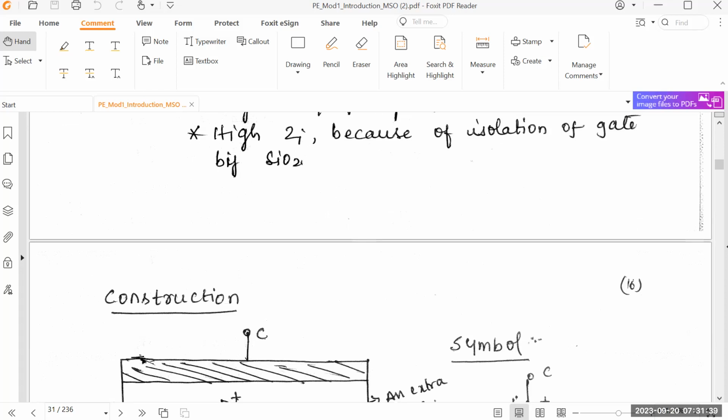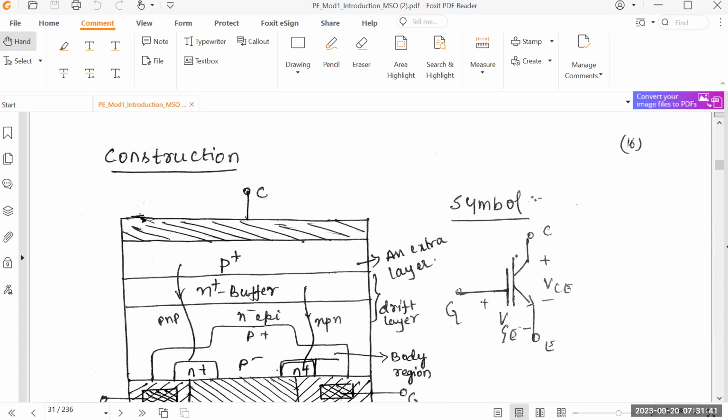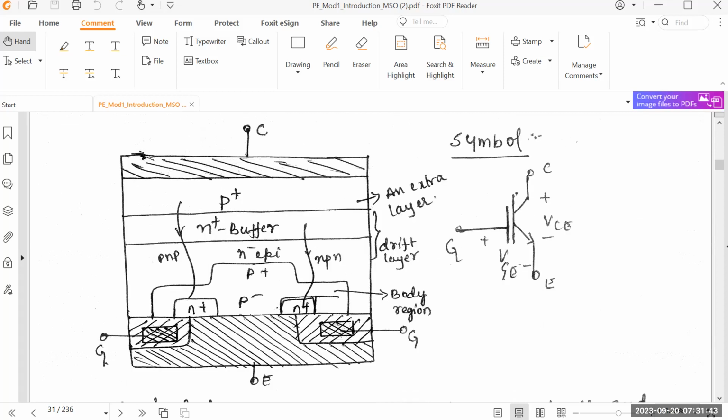Now let us see the construction part. Before going to the construction part, let us see the symbol over here. In the symbol, we know that for the BJT, we'll have a base, emitter, and collector. If this is a BJT, it has to be base over here. But here, it is an insulated gate bipolar transistor. For the insulated gate bipolar transistor, the terminals are gate, collector, and emitter. This is the collector.